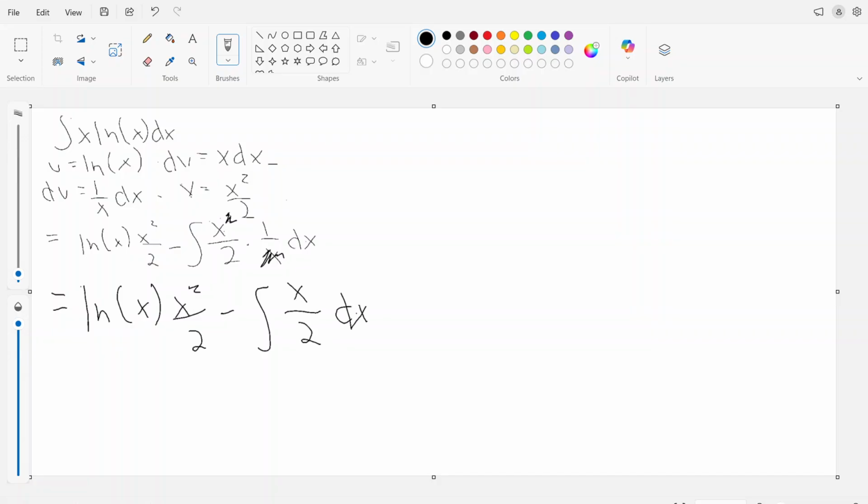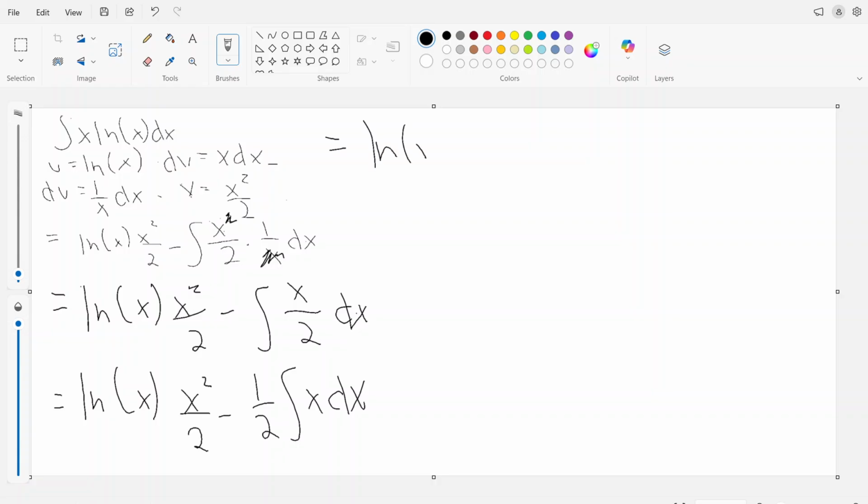Now what you notice is that x over 2 is the same as 1/2 x, and we can factor the 1/2 out in front of the integral because it is our coefficient. So this becomes ln of x times x squared over 2 minus 1/2 of the integral of x dx. And I'm going to continue over here.